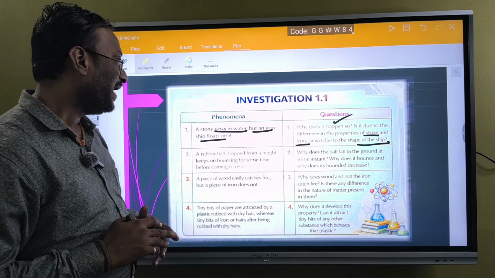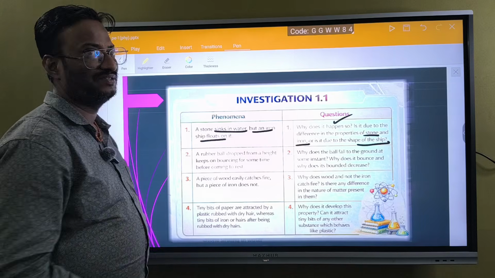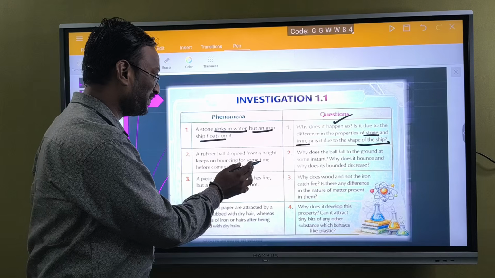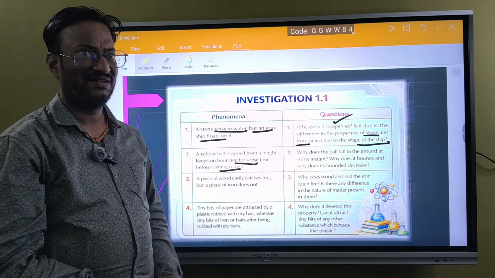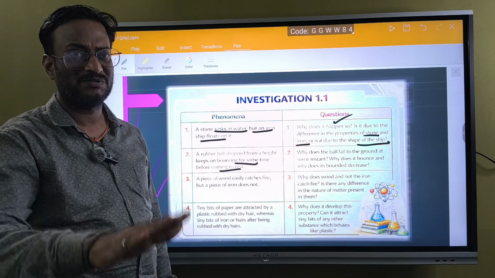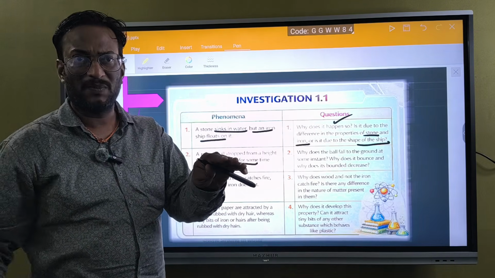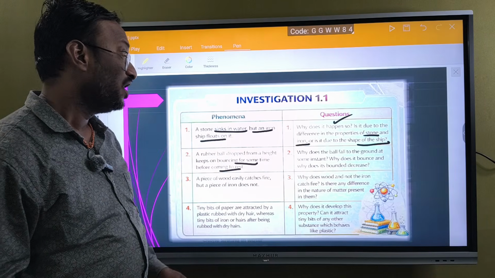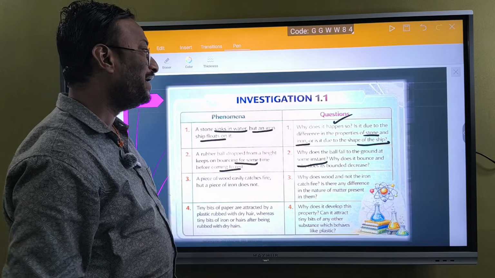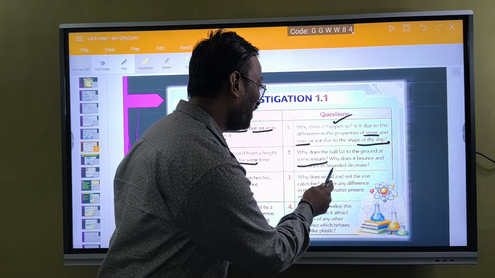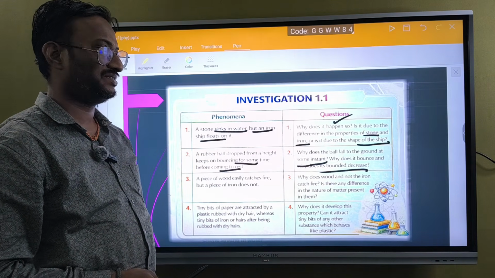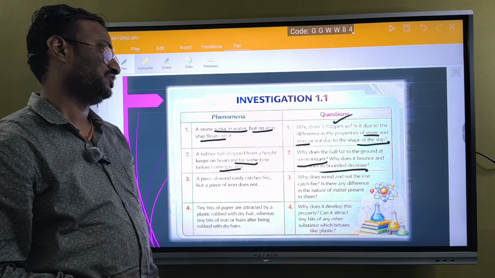See one more. A rubber ball dropped from some height. If you drop a rubber ball, it keeps on bouncing for some time before coming to rest. If you drop a rubber ball, it will bounce. Again the second bounce will be a little smaller compared to the first bounce. Next the third bounce, fourth bounce, like that. Why does the ball fall to the ground at some instant? Why does it bounce? Why does its bounce height decrease? We are going to get such questions.